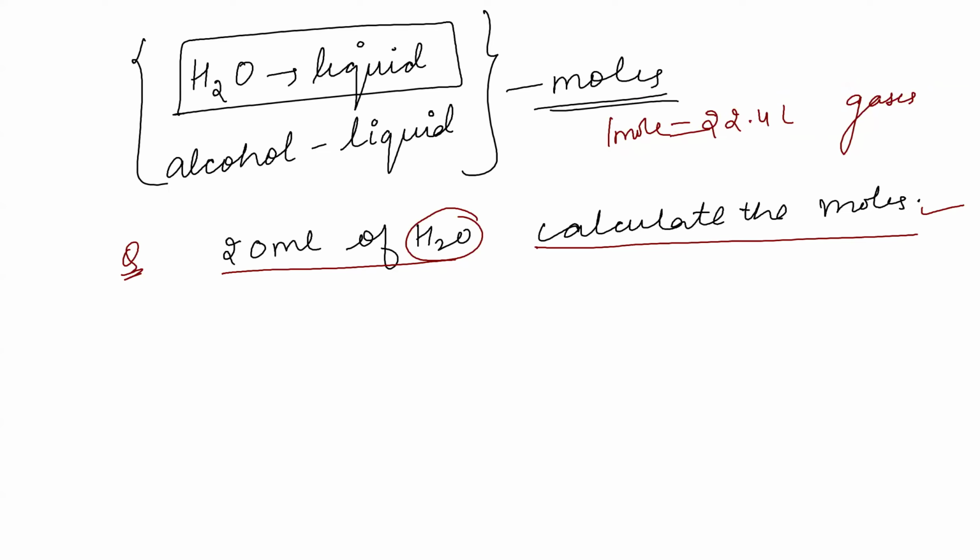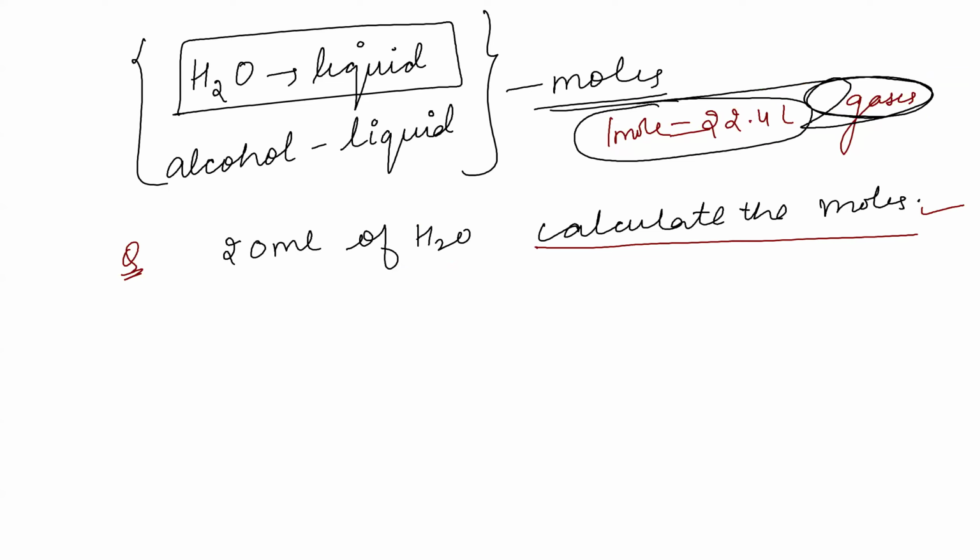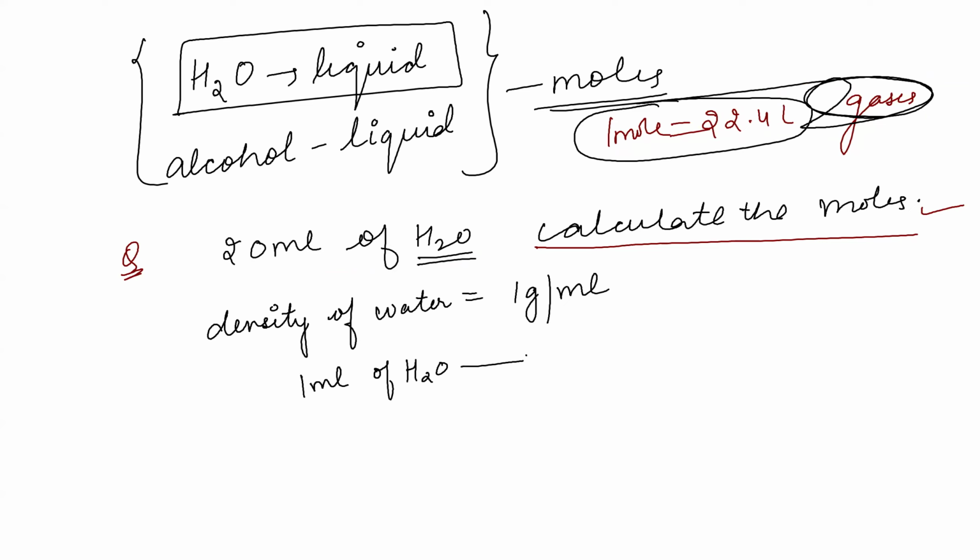So when we apply this formula only for gases, what does that mean? When I say we have 20 ml of water, always remember the density of water. For liquids, we have to go to the density. What is the density of water? The density of water is 1 gram per milliliter. That means every milliliter of water weighs 1 gram. Are we understanding?